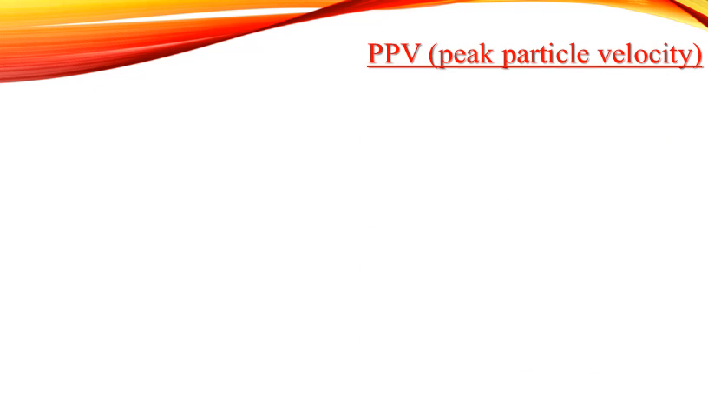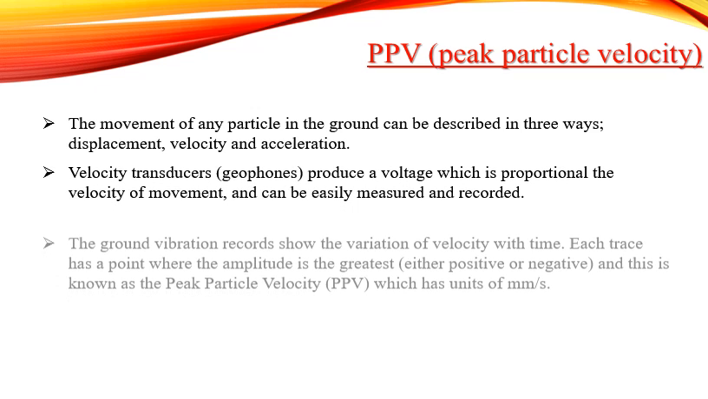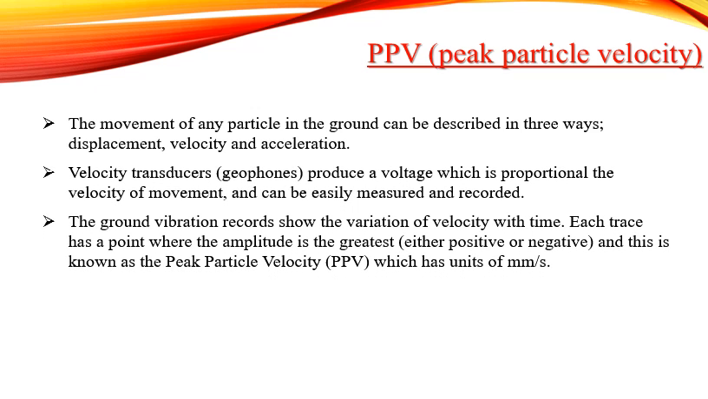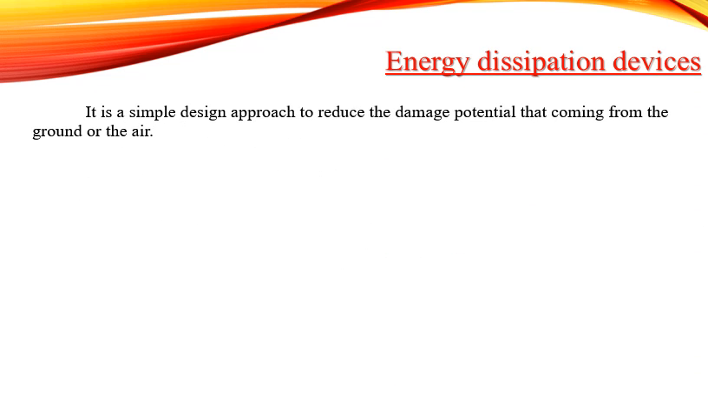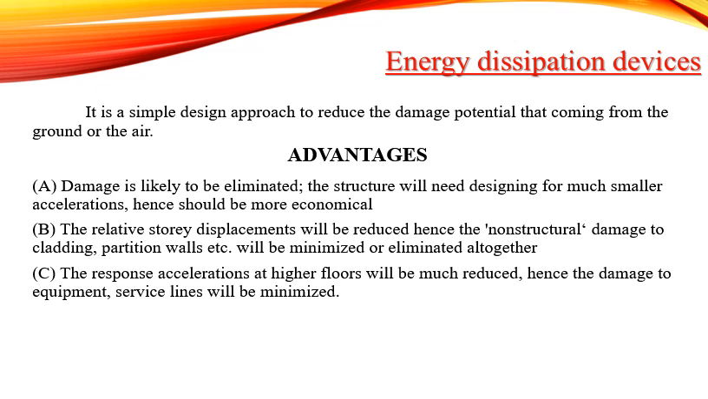To know the peak particle velocity, we have to know what it is. Velocity transducers produce a voltage which is proportional to the velocity of movement and can be easily measured and recorded. The ground vibration record shows the variation of the velocity with time, and the unit of PPV is millimeter per second. Energy distribution devices are a simple design approach which tries to reduce the damage potential coming from the ground or the air. The advantage is that damage is likely to be eliminated, and the relative storey displacement and response acceleration of the higher floors will be much reduced.